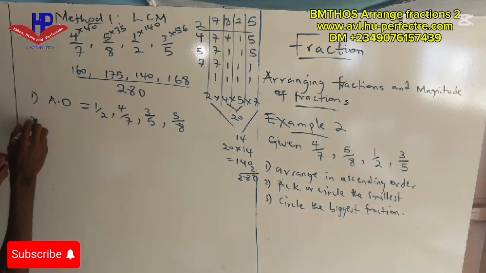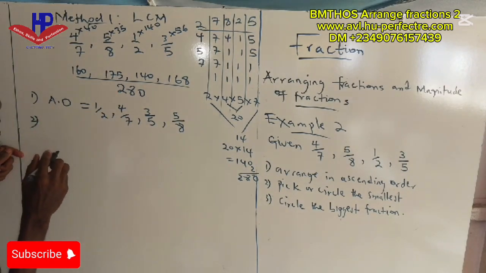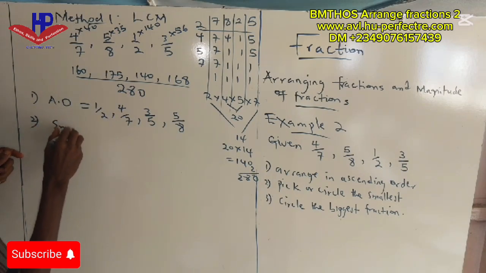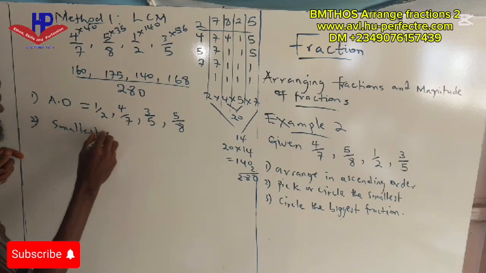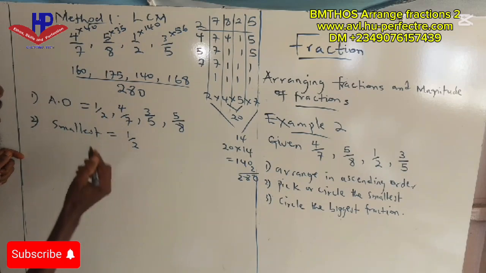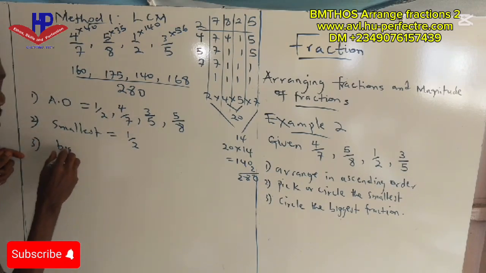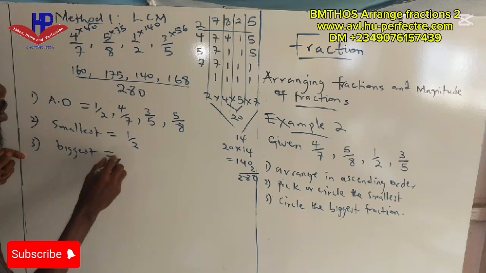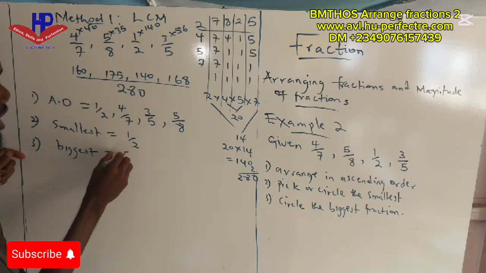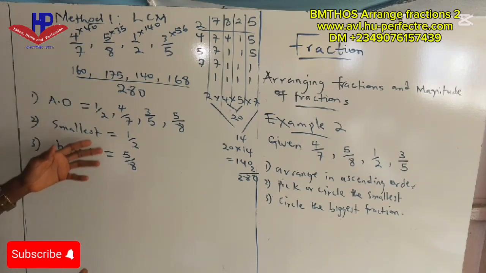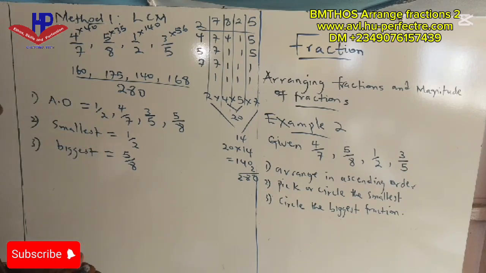So number 2, they say we should pick the smallest. Of course, the smallest will be 1/2, or you circle it. Number 3, the biggest will be 5/8, or you circle it. So these are the answers we are expected to get.